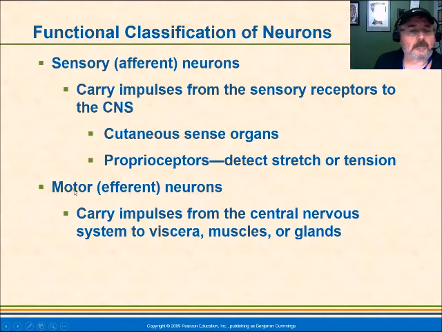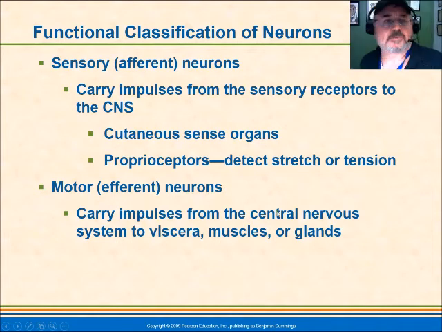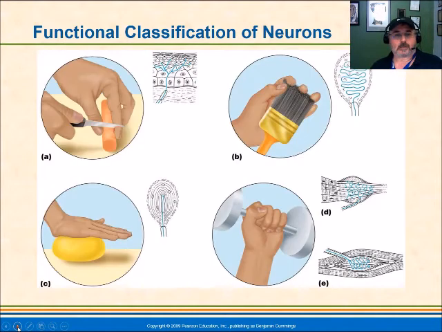Anyway, and then we have motor, which is efferent, and all I can think of is efferent, E for exit. That's leaving the central nervous system. But these carry impulses from the central nervous system to your muscles, your guts, your glands, and control their activity.